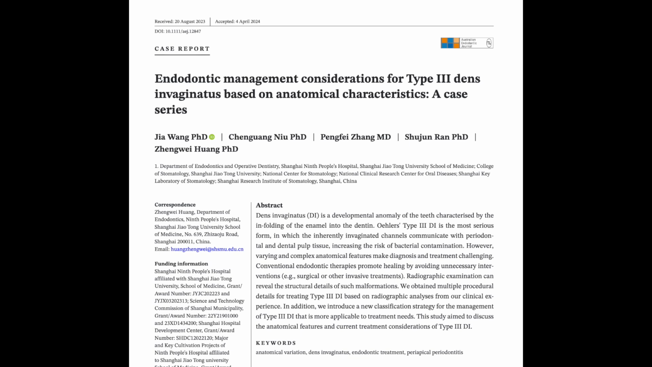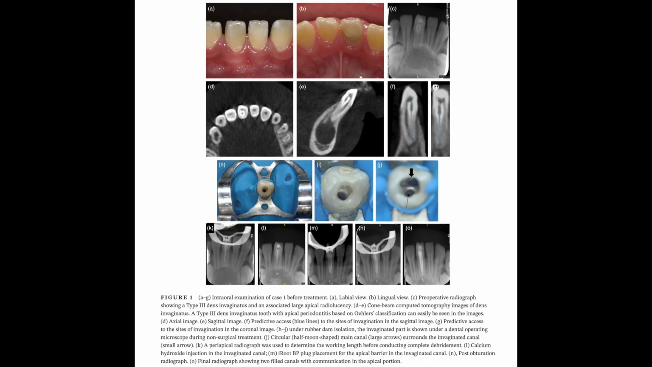This study presents a series of cases that highlights the endodontic management of type 3 dens invaginatus, utilizing advanced imaging techniques such as cone beam computed tomography for improved diagnosis and treatment planning.